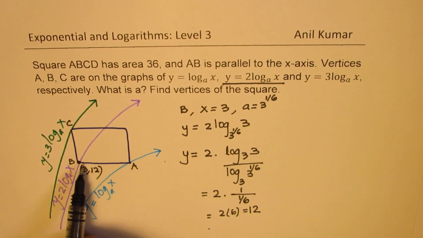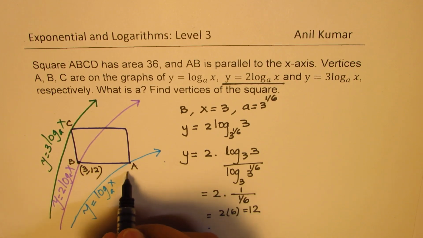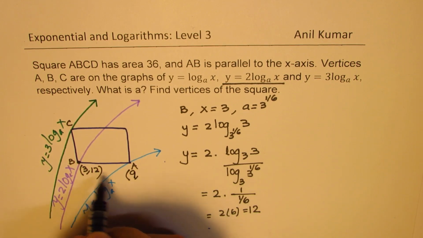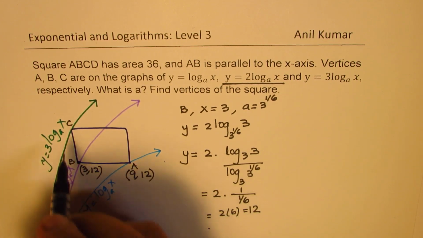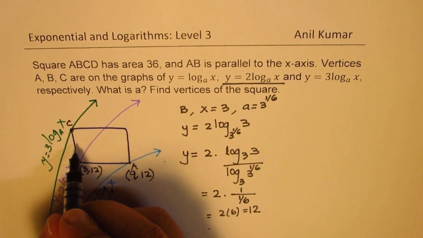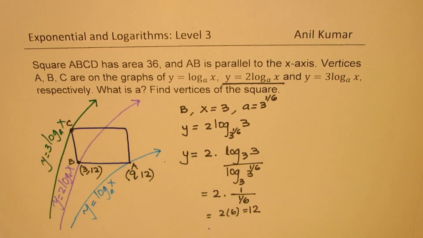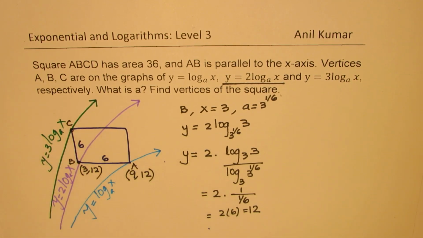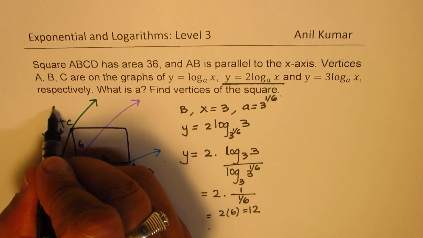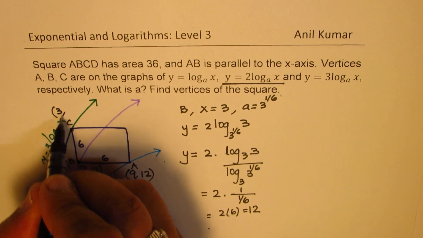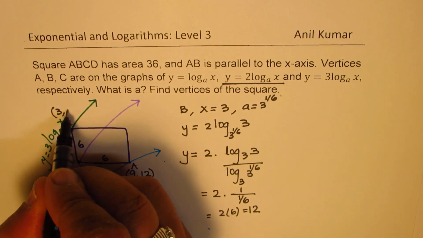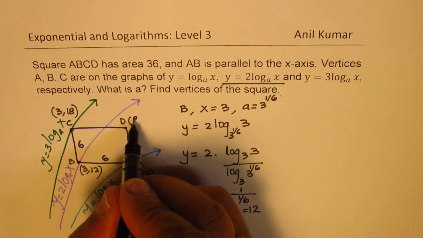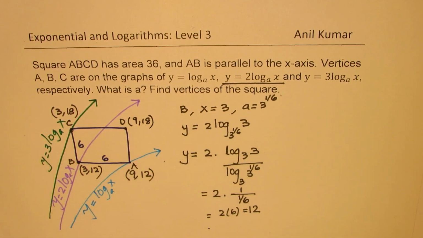The point A is 6 units to the right, and therefore point A should be 6 plus 3, which is 9, the y value being 12 itself. The point C is 6 units up, right? We know that this distance for us is 6. This is also 6, correct? So for the same x value, point C has x value 3 and the y value 6 more than 12, that makes it 18. And from here we can say point D should be 9, 18. Does it make sense? So these are the vertices.